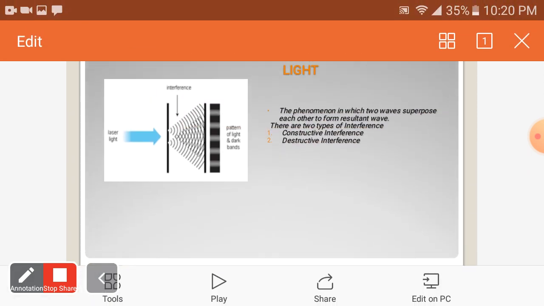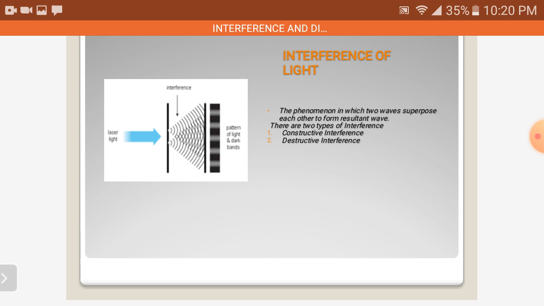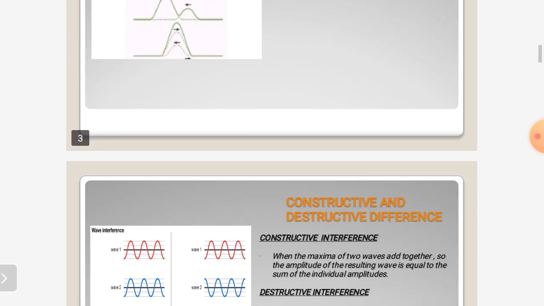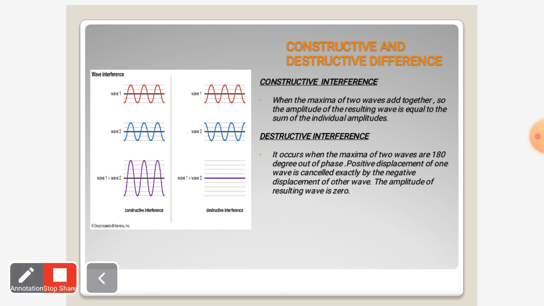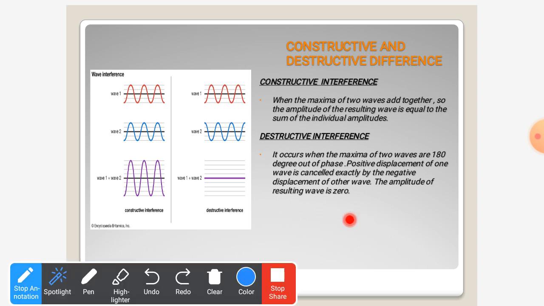There are two types of interference: constructive interference and destructive interference. First we talk about constructive interference. When the maxima of two waves add together, you can see the maxima of two waves. When we get the sum of these maxima, we get the sum of individual amplitudes. This is known as constructive interference.